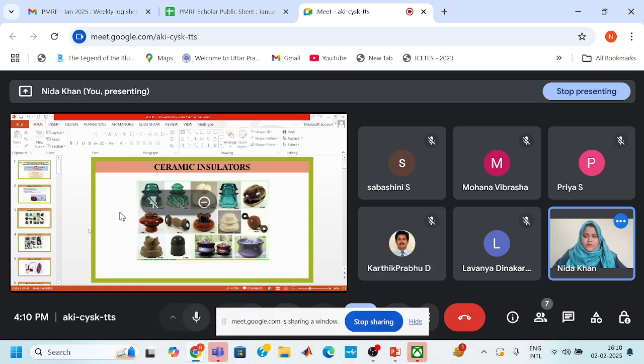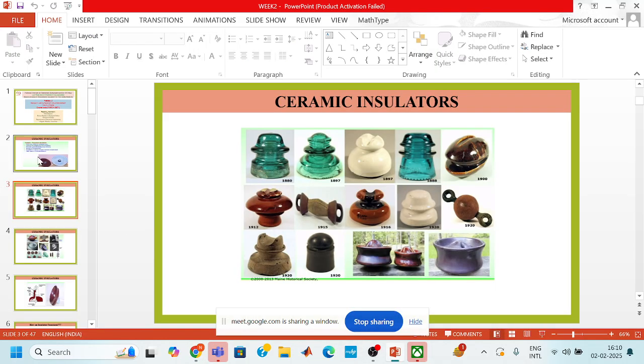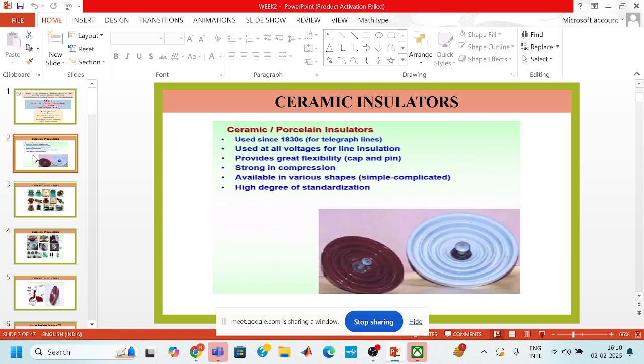Okay, so basically ceramic insulators are those type of insulators which are built of ceramic or porcelain. It has been used since the 1830s for telegraphic lines, and it is used for all voltages for line insulation. It provides greater flexibility because it is very traditional, it is strong enough, and its mechanical strength is very high. It is available in various shapes, from simple to complicated, and has a high degree of standardization.